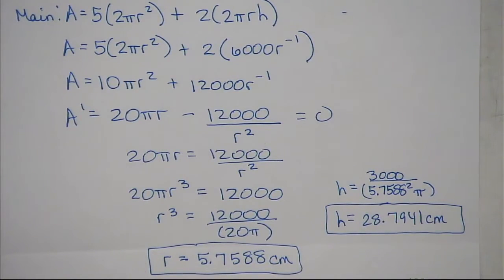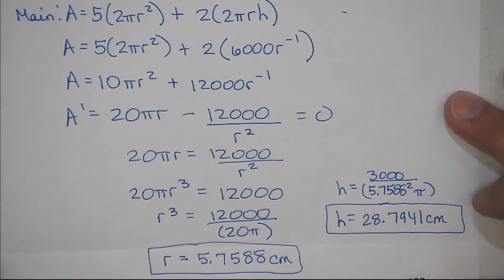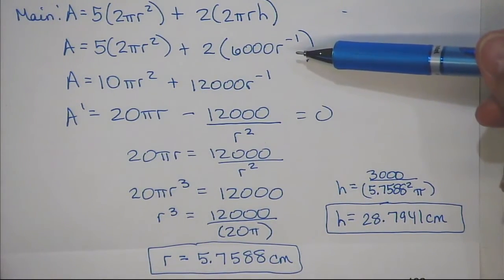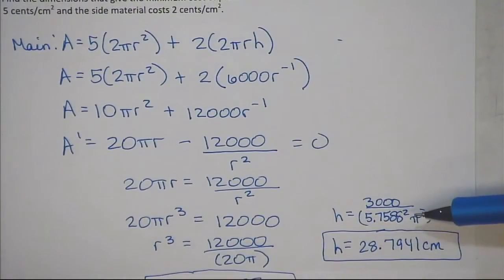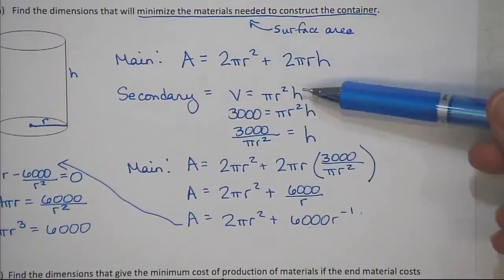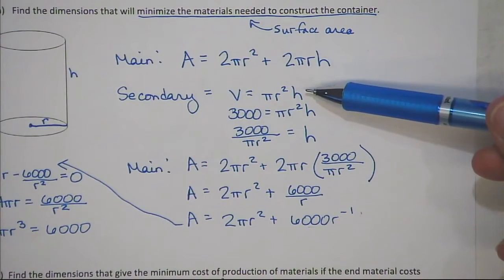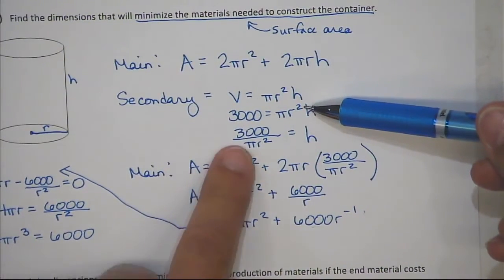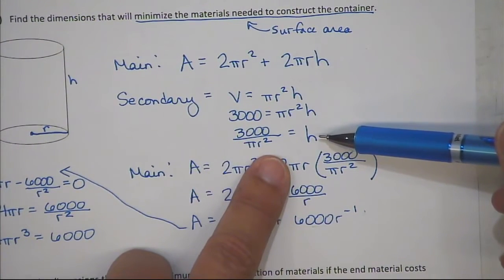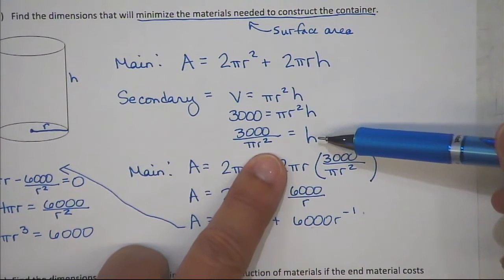Where did you get the height formula? This one? No, the one at the very end that you used. Remember at the very beginning, the secondary equation, we took the volume, and we knew the volume was 3,000, so we solved that for h. That's part of that secondary work we did. Got it?